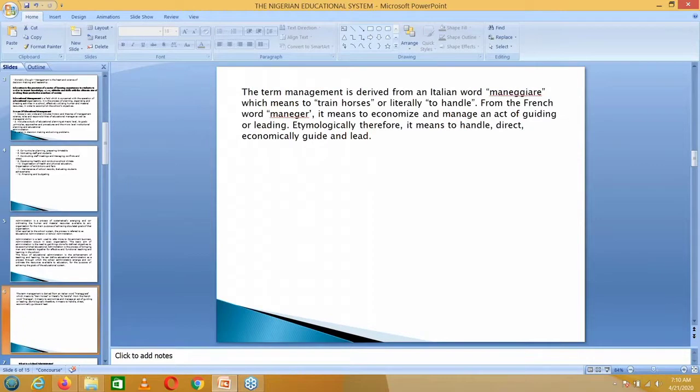Now, the term management is derived from an Italian word, manegra, which means to train or to undo. From the French aspect of it, it means manager. It means to economize, to manage, an act of guiding or leading. It also means to direct, economically guide, and lead.